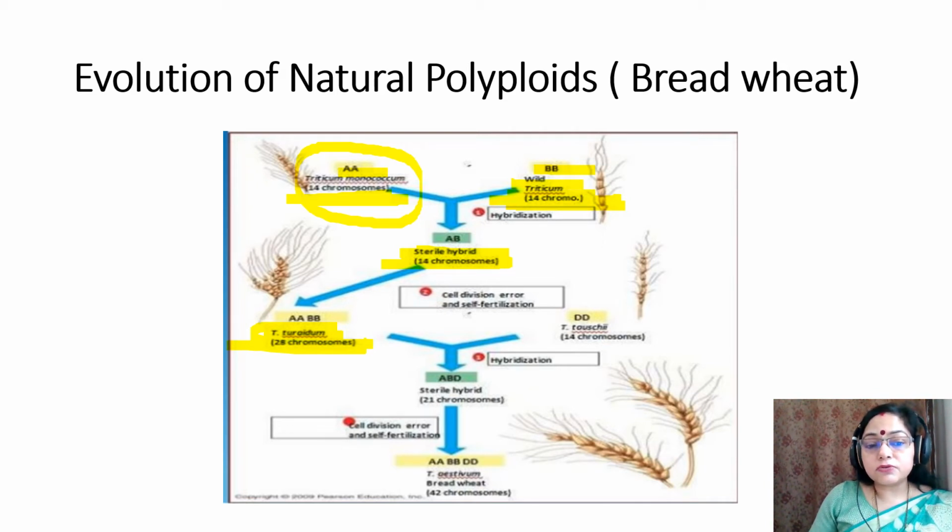When this Triticum turgidum is crossed with another variety, Triticum tauschii, which contains 14 chromosomes, then a sterile hybrid ABD is produced, containing 21 chromosomes. Again, when spontaneous chromosome doubling occurs, then another variety, AABBDD, occurs. That is hexaploid, and it is Triticum aestivum. It contains 42 chromosomes and it is our bread wheat.